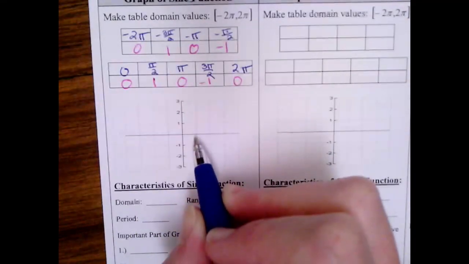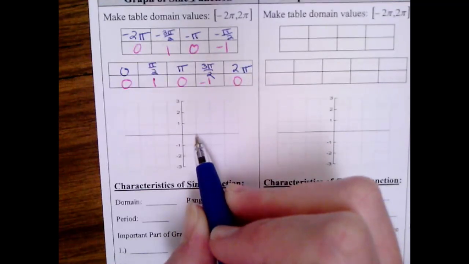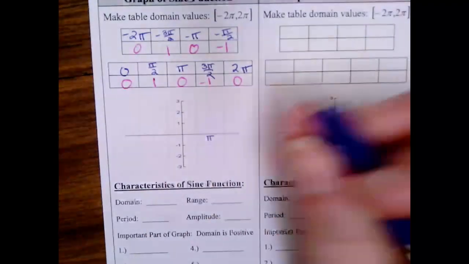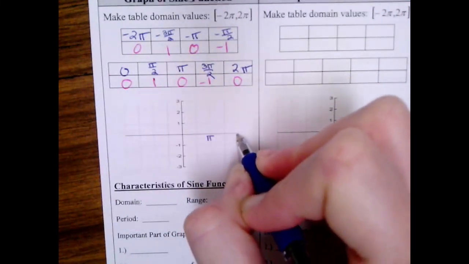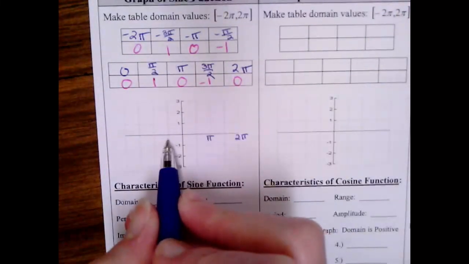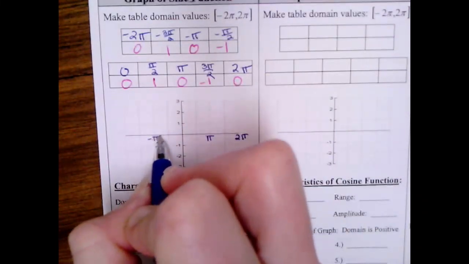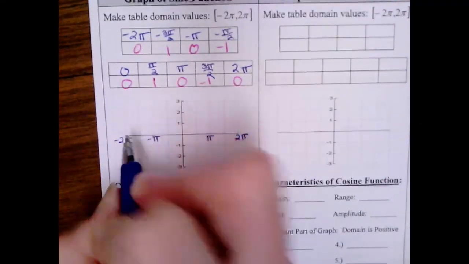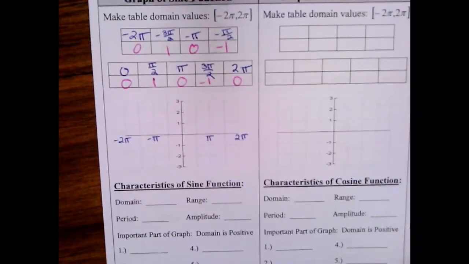So this is going to be my 0, obviously. Pi over 2, I'm just not going to write it because it gets a little difficult to see. So the second line here is pi, and then 3 pi over 2, and then 2 pi. And then same thing going down: negative pi over 2, negative 3 pi over 2, and then negative 2 pi. I'm just going to write those so that it makes it a little bit easier.